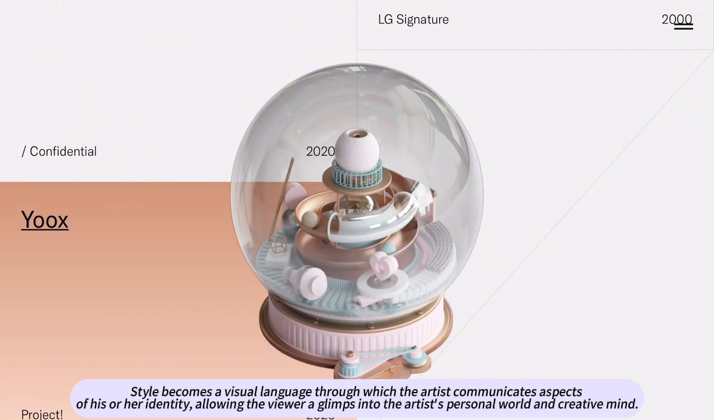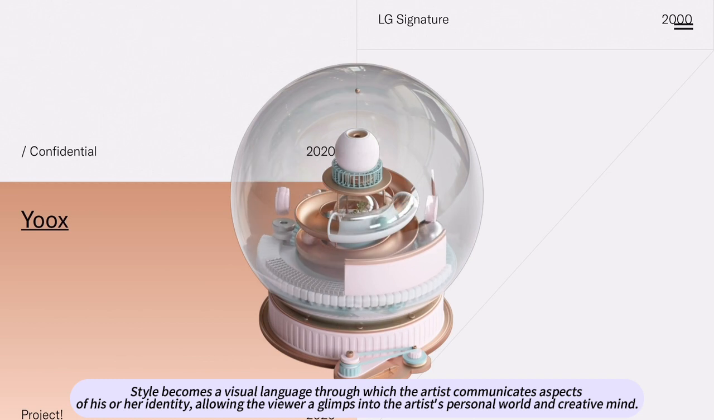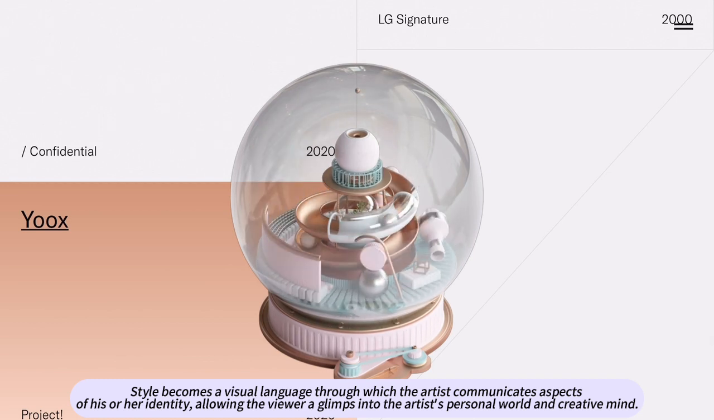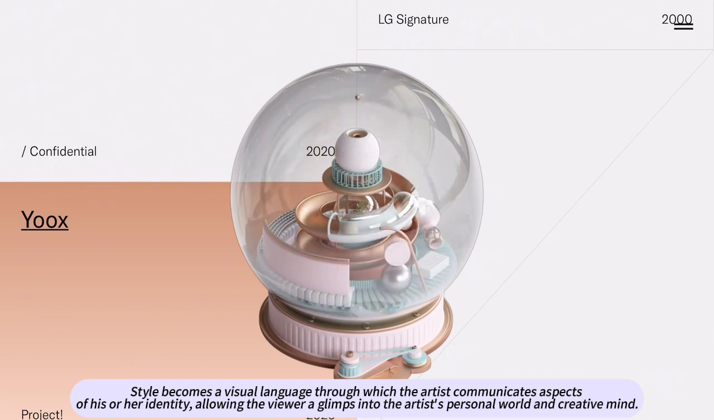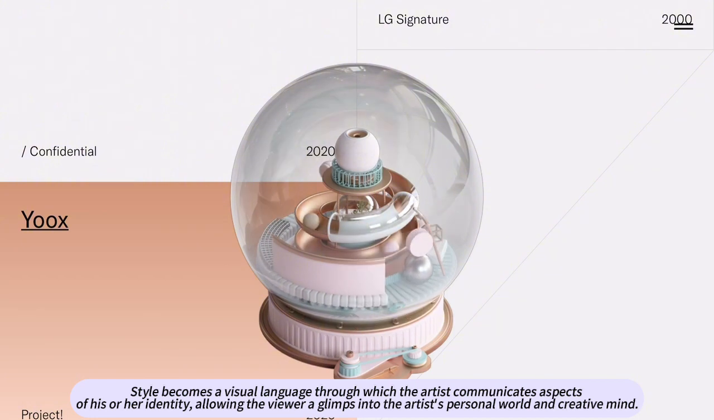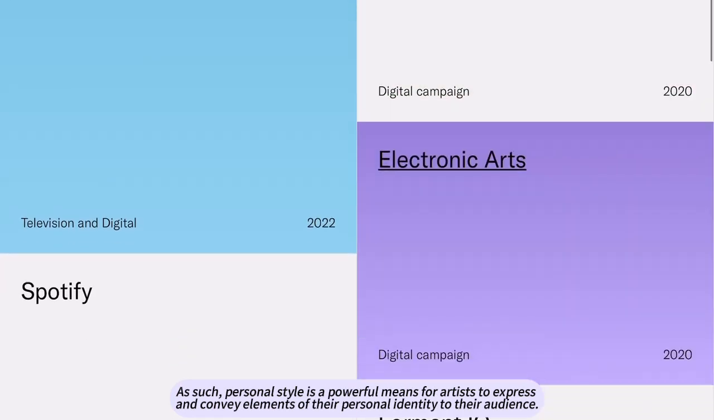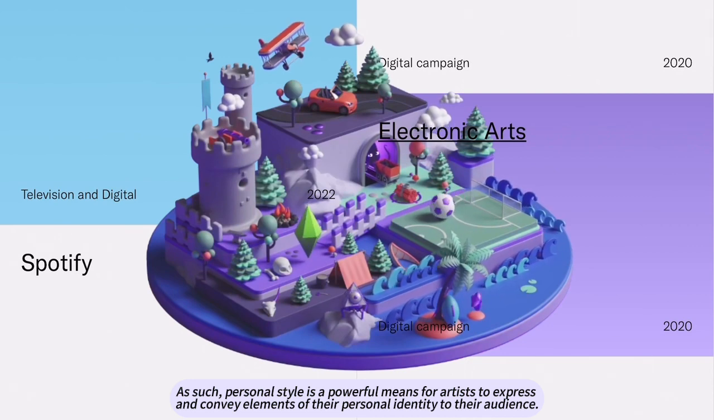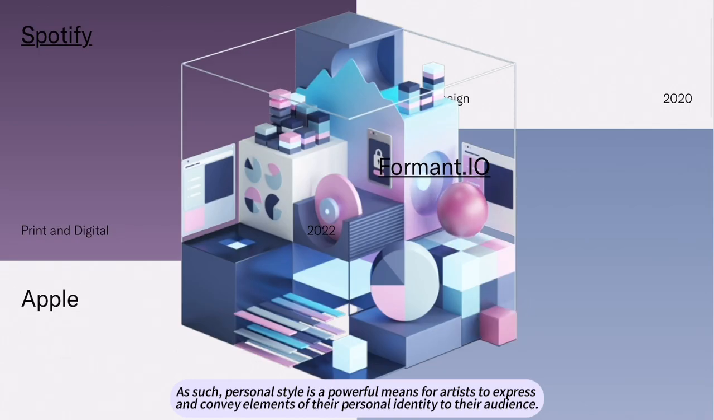Style becomes the visual language through which the artist communicates aspects of his or her identity, allowing the viewer a glimpse into the artist's personal world and creative mind. As such, personal style is a powerful means for artists to express and convey elements of their personal identity to their audience. Next is the second part, cubic versus 3D modeling.